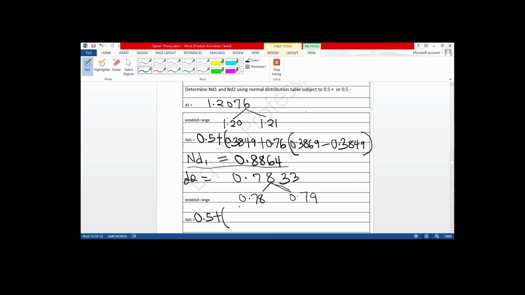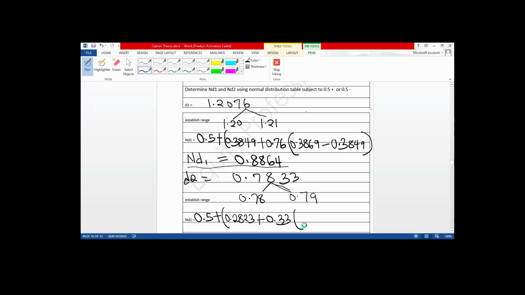So here we have 0.2823. That is under your normal distribution table. You check 0.7 under 8. Then look at the number D2, 0.7833. Pick the remainder, 33. Take it as 0.33.